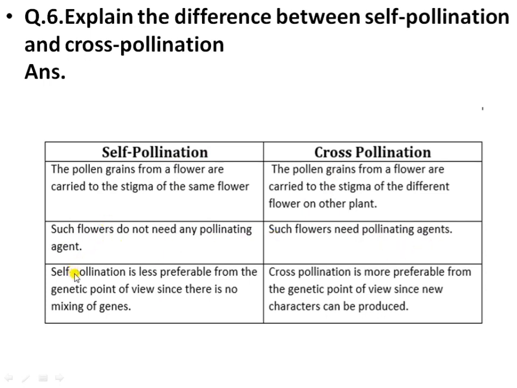Self-pollination is less preferable from the genetic point of view, since there is no mixing of genes. Cross-pollination is more preferable from the genetic point of view, since new characters can be produced in cross-pollination, because here the pollen grains land on the stigma of a different flower. So there are the characters of the flower from the first one and from the second one.